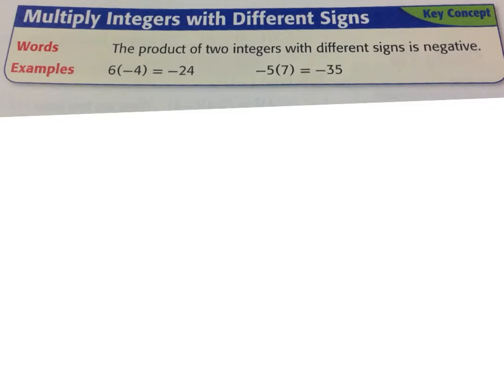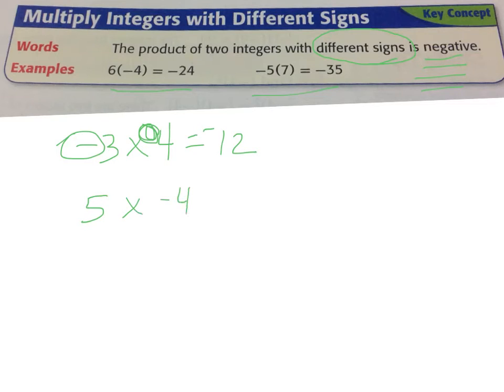One of those rules is if we multiply integers with different signs, the answer is always going to be negative. There's a couple of examples right here. If you had negative 3 times 4, 4 times 3 is 12, and because there's one negative and one positive, remember if we don't see a negative there, this is going to be positive, so it would be negative 12. 5 times negative 4 would be negative 20. 1 times negative 1 would be negative 1.